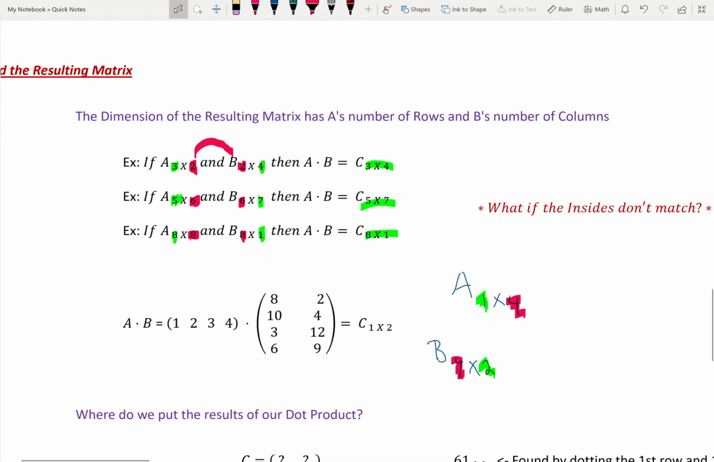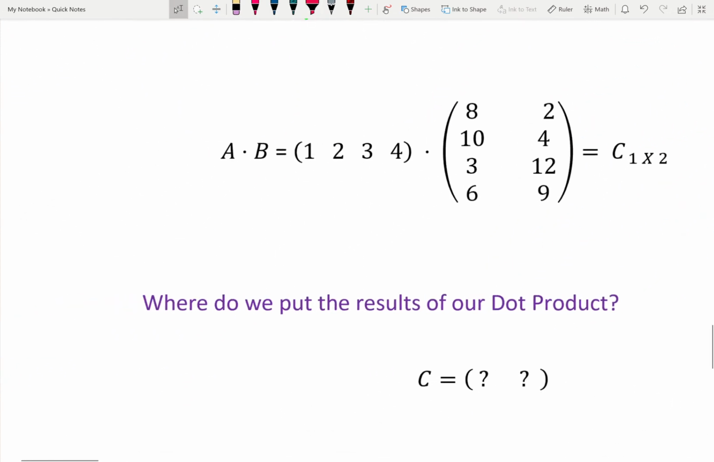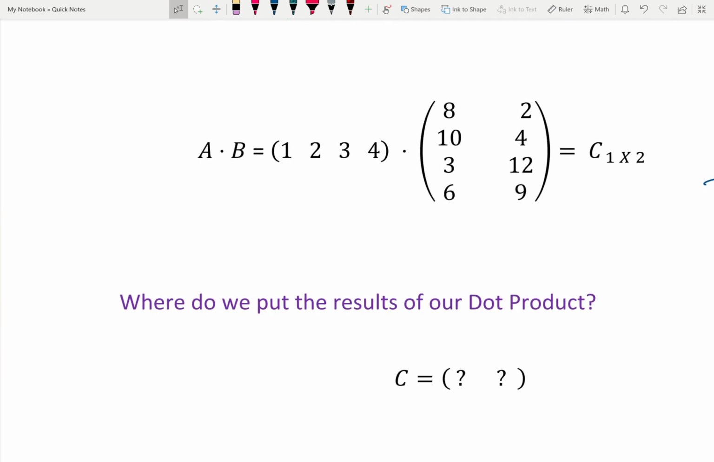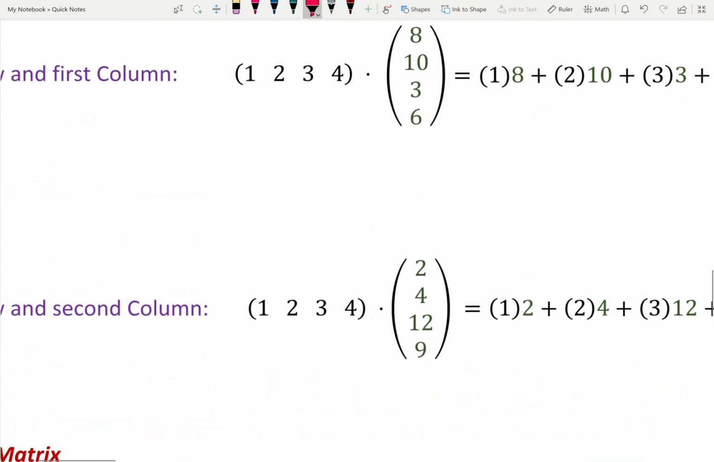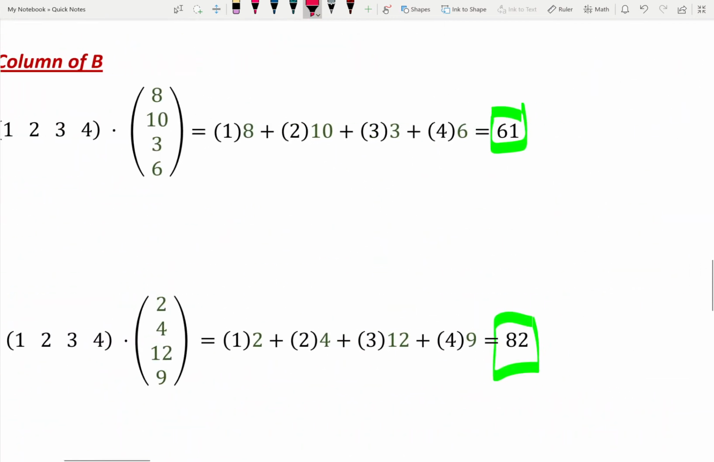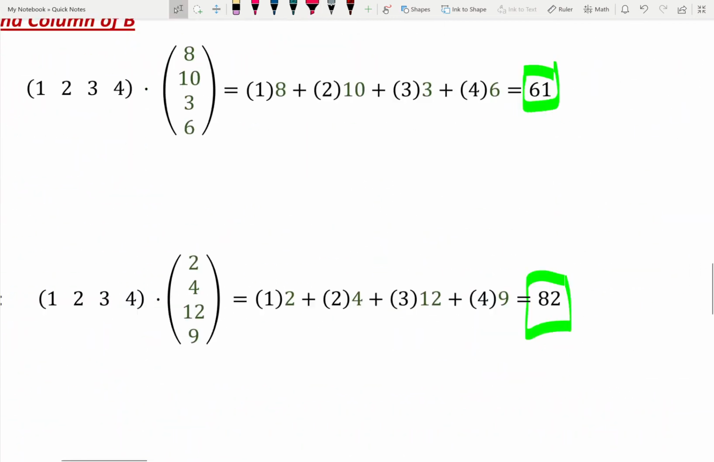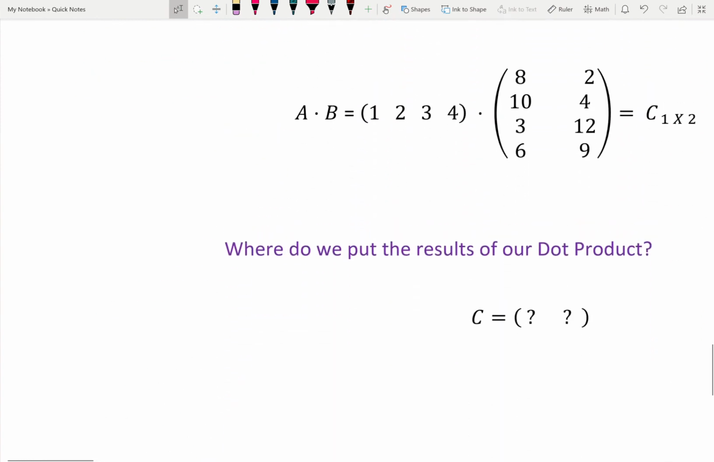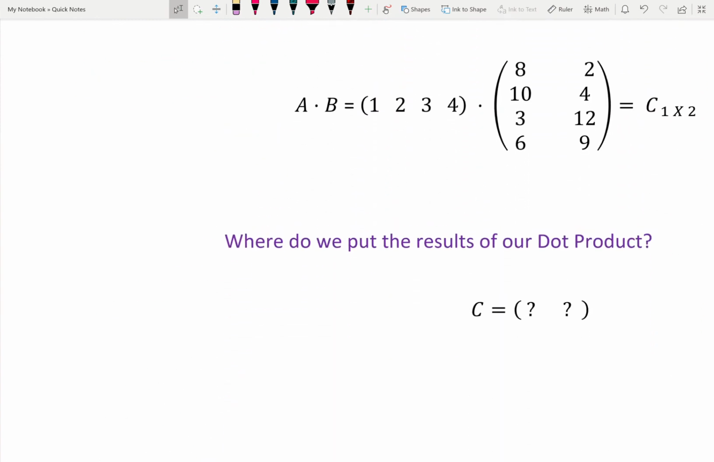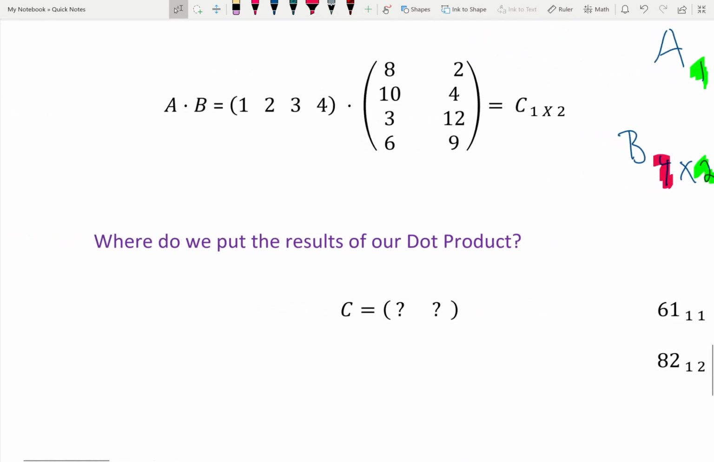Okay. So moving on, we found out that our resulting matrix will have 1 row and 2 columns. So our matrix will look like this. It has 1 row and it'll have 2 columns. Now the question is, what are my entries? Well, my entries are the result of my dot products, 61 and 82. But which one goes in which question mark? There are 2 spots and there are 2 results. So which one goes where?